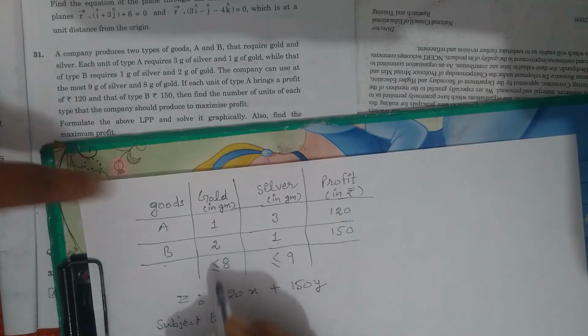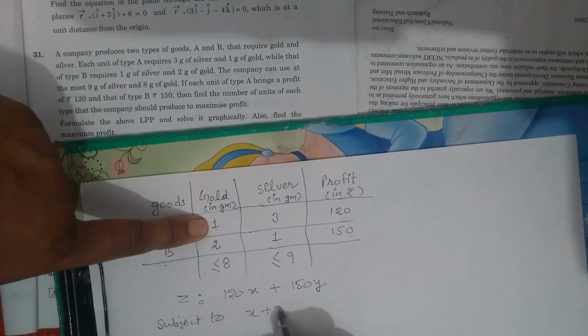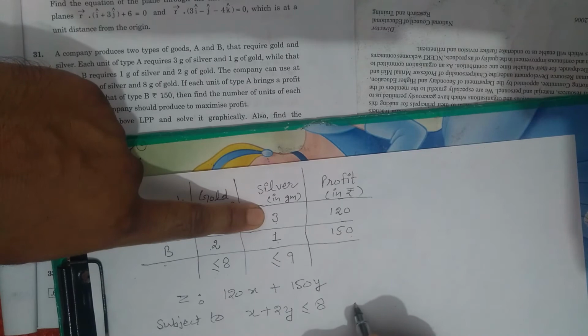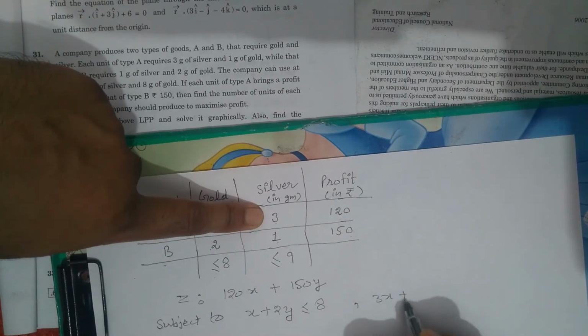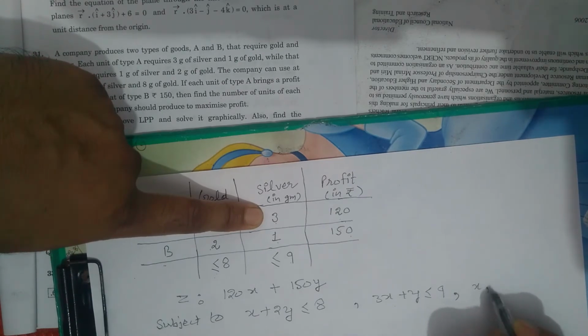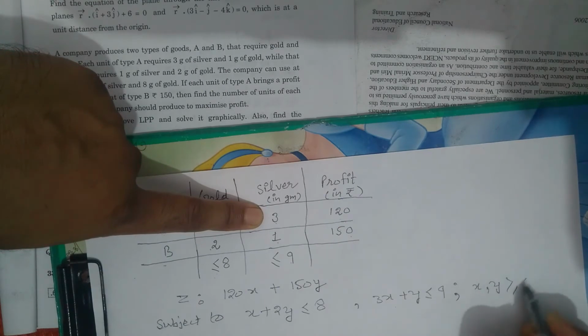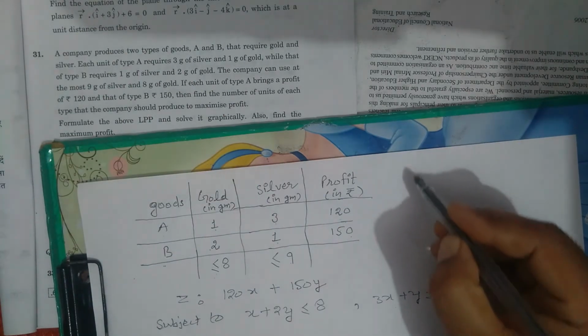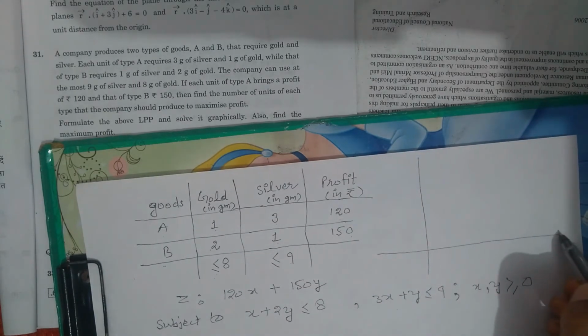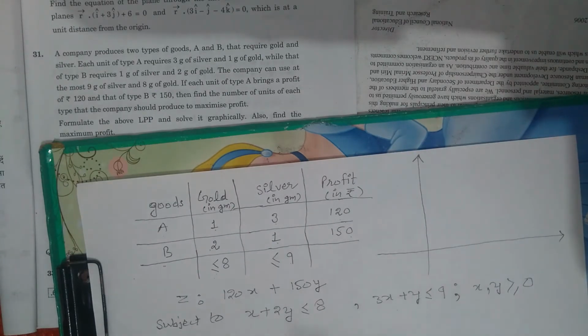Subject to: the first condition is x plus 2y is less than or equal to 8. The second condition is 3x plus y is less than or equal to 9. The third condition is x comma y both are greater than or equal to 0. So the feasible region will be only in the first quadrant because of this condition. Goods are either produced or not produced, it means greater than or equal to 0.